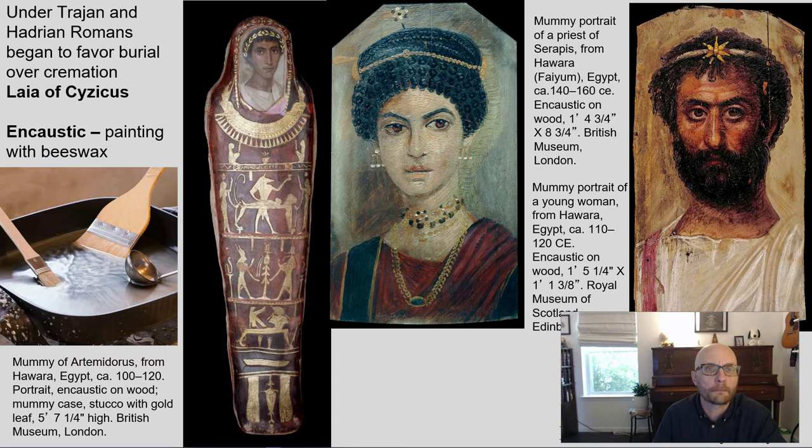These portraits were made on wooden panels. They were made using a material called encaustic. Encaustic is a paint based on wax, particularly beeswax in the ancient world. You would take your pigments, and pigments could be made of all sorts of different materials. Pigments could be made of crushed gemstones. They could be made of plant materials, even some materials derived from animals. And then you would grind those up and mix them with the wax. Then you would melt the wax, add in your pigment, and then you paint on the wood, and the wax adheres to the wood.